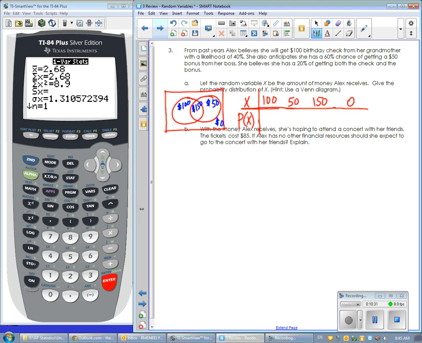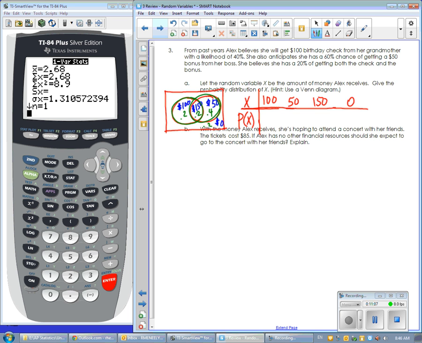So let's start where the overlap is. We know there's a 20% chance of getting both. So if she's got a 40% chance of getting $100, that's this whole circle. So if 20% is included in her getting both, that means she's got a 20% chance of getting $100 only. And then we know she has a 60% chance of getting the $50 bonus. Again, I have to subtract out the overlap, which leaves us with 40% there. So altogether, that adds up to 80%, leaving us with a 20% chance that she gets neither.